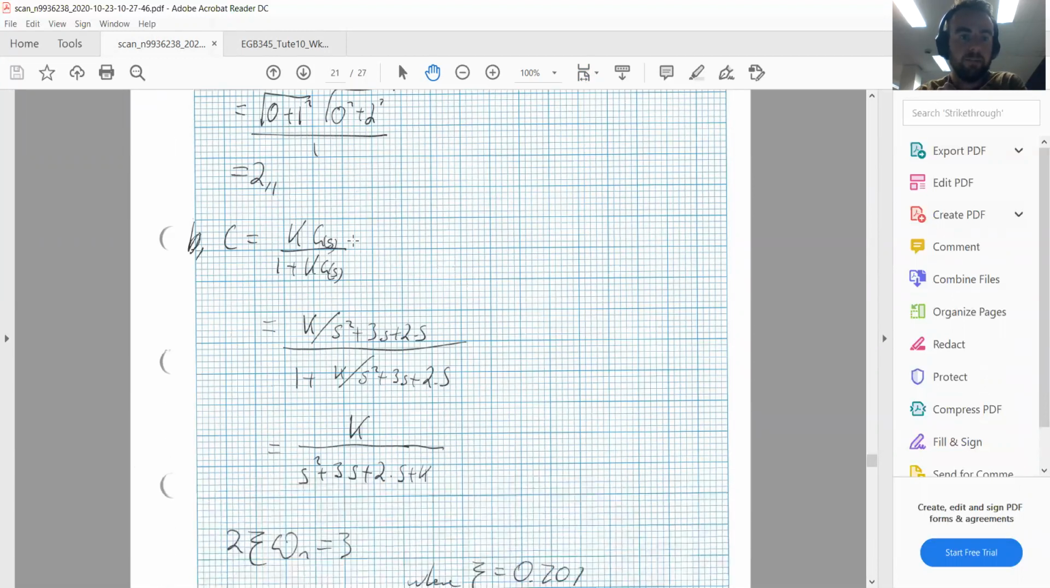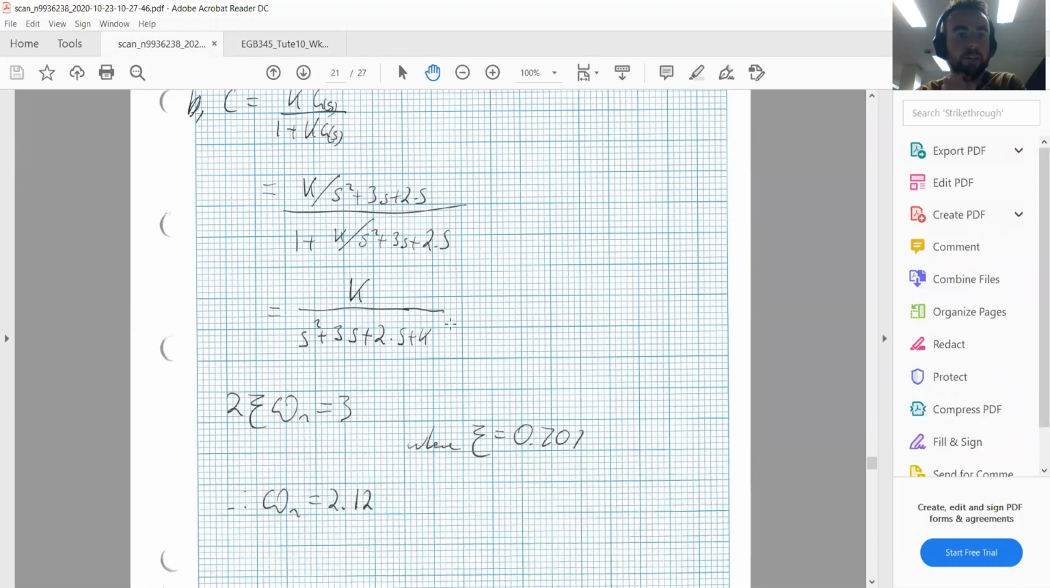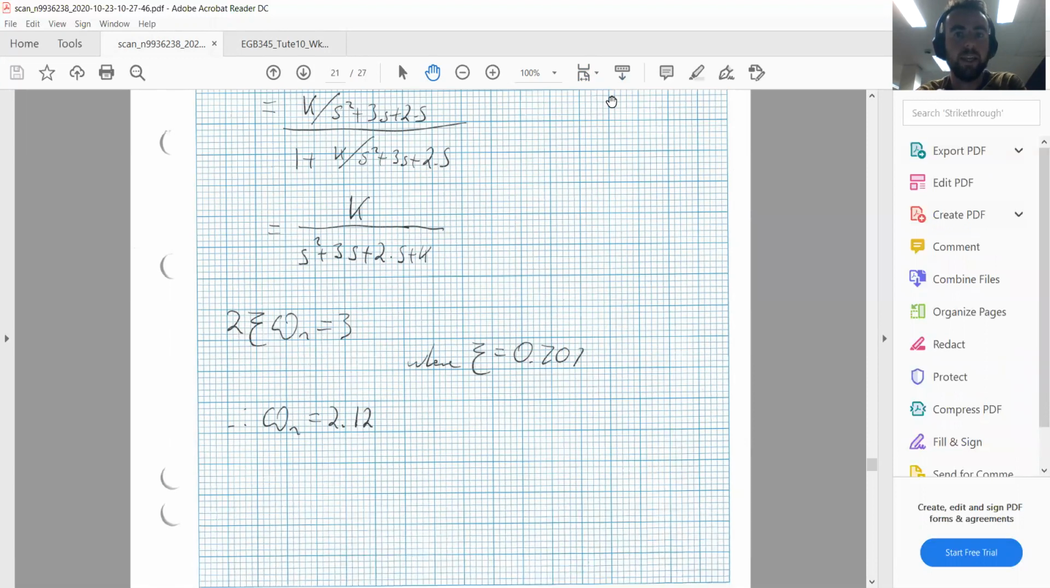To find c in closed loop, you use the closed loop negative feedback equation. You get the transfer function here, and then we know that zeta is 0.707. And using the equation 2 zeta omega n equals 3 for the s value, we can find the frequency there.